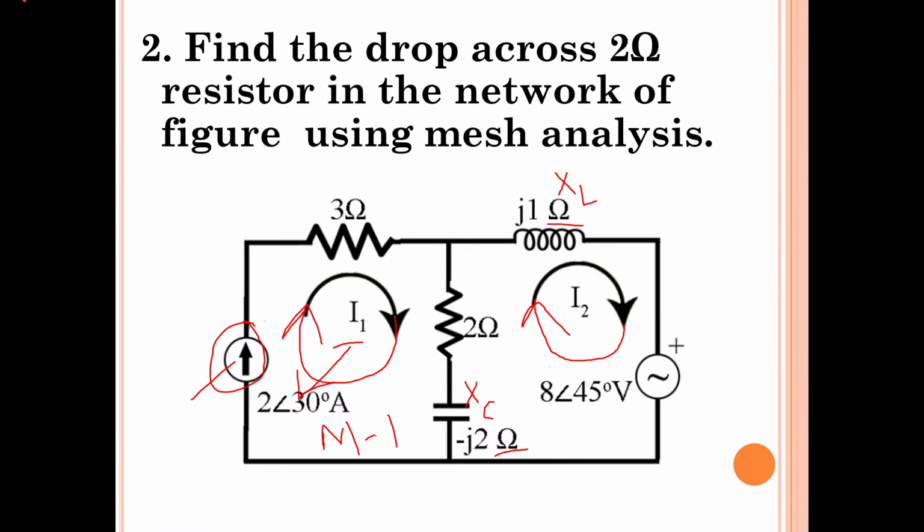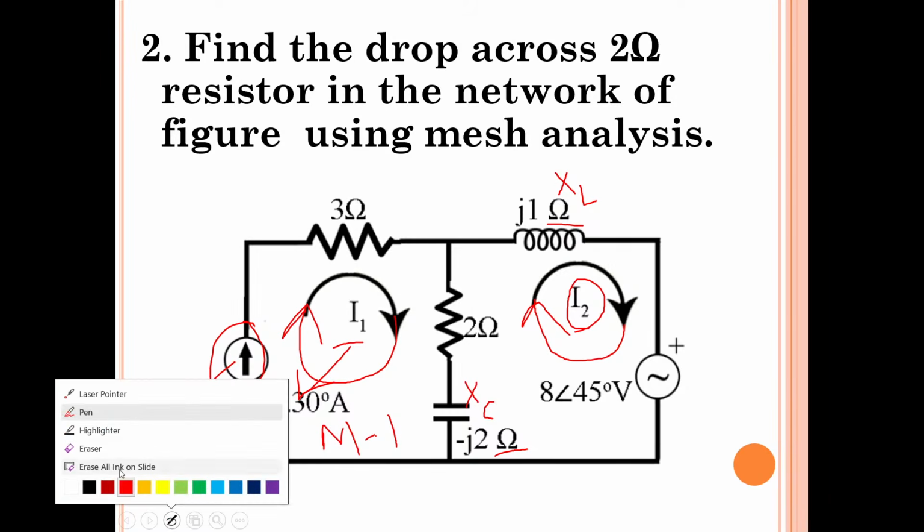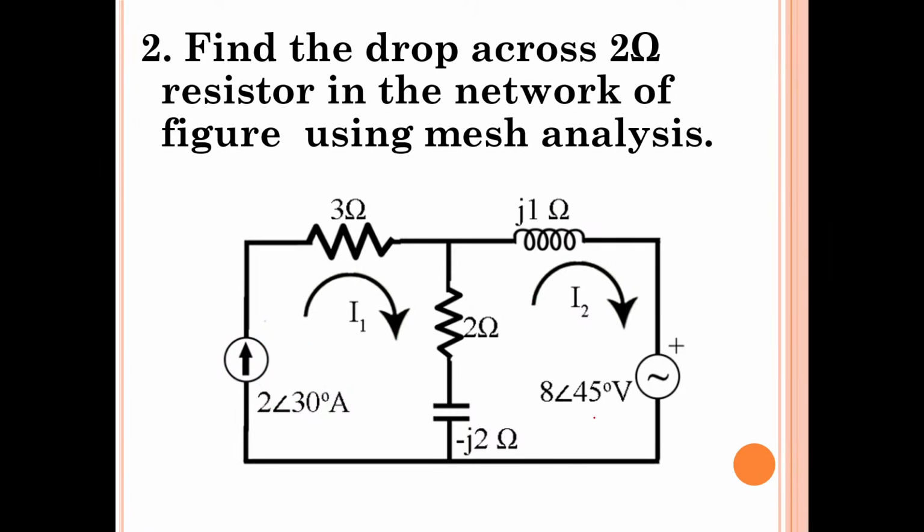So no need to determine the mesh current I1, because it is nothing but the source current value. Now the only thing left over is to determine I2. We have to implement Kirchhoff's voltage law in loop 2, that is mesh 2, to determine the I2 value. I1 is known. I1 is nothing but 2 at an angle of 30 amperes.